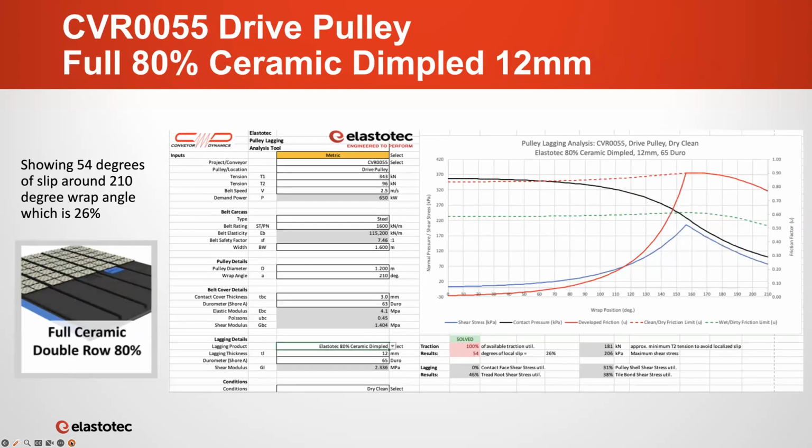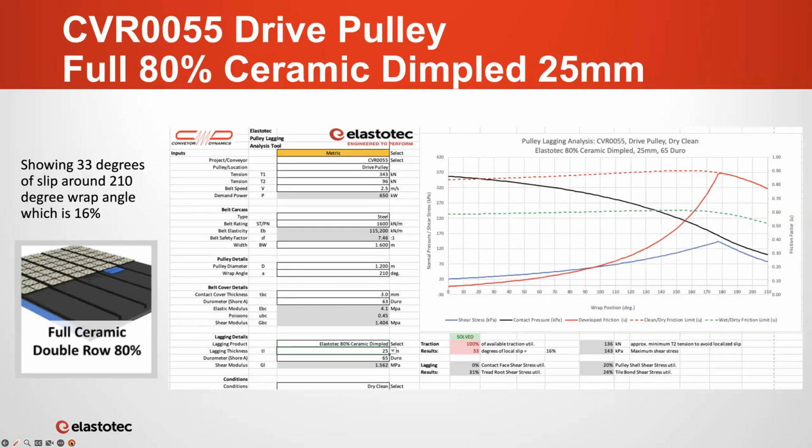The last lagging type that we'll look at is what's called 80% or full ceramic. You can see here we've got slippage starting at about 155 degrees. So we end up with 54 degrees of slip around the arc of contact, or 26%. No fatigue problems. And when we go to the 25 mil version, not surprisingly, the localized slip reduces to 33 degrees, 16% of the arc of contact. So that's all the different lagging types. Let's look at the summary.